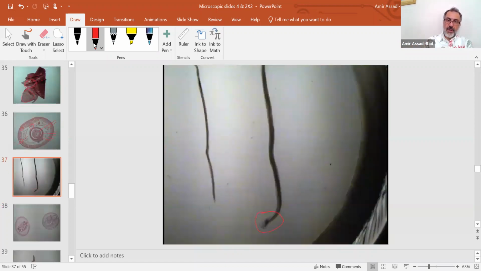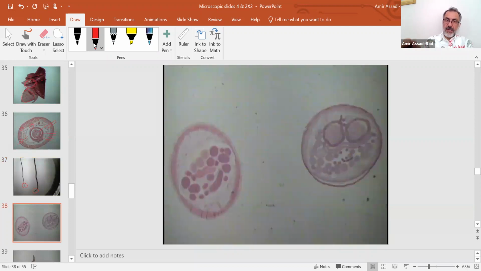Male hookworm, female hookworm, phylum Nematoda. Female roundworm, male roundworm, phylum Nematoda.